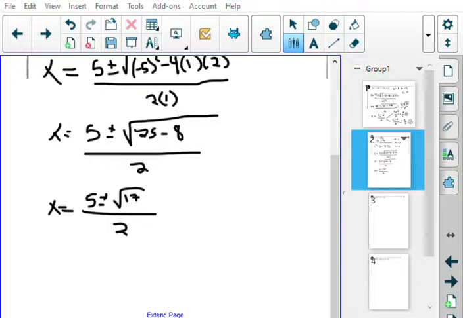So remember, I can type this all in. I can do 5 plus, and then find the square root button here, the square root of 17 in parentheses here, and then divide that all by 2. And that gives us the 4. So, because remember, we have two answers here. We have 5 plus square root 17 over 2, and 5 minus square root 17 over 2.